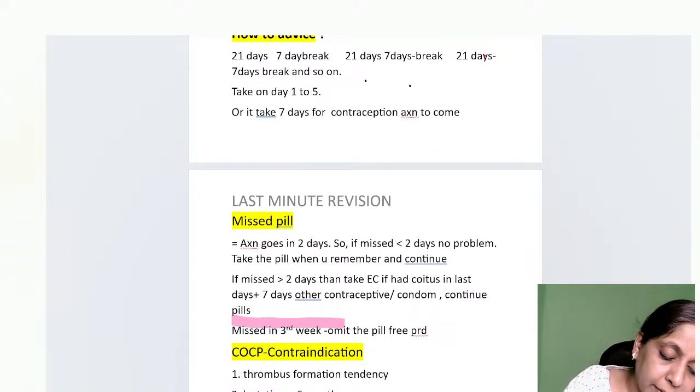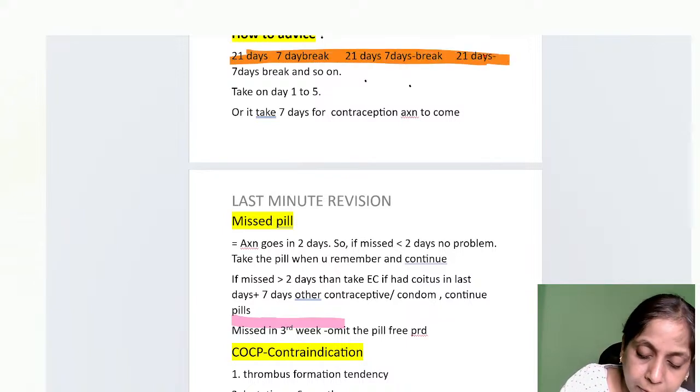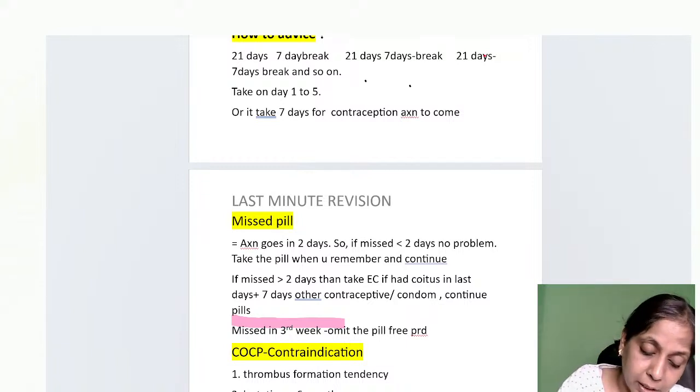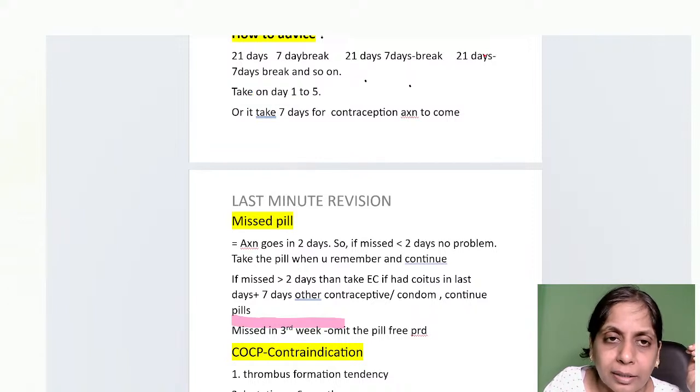Okay, so we advise this for 21 days and 7 days break. For 21 days the patient takes the pills and then takes a 7 days break. Okay, we start these pills on day 1 to day 5.